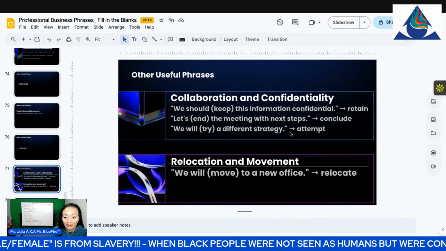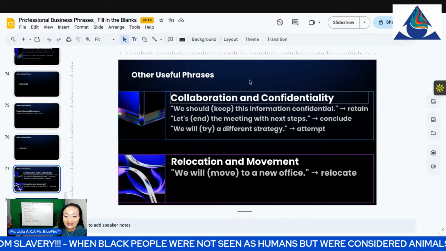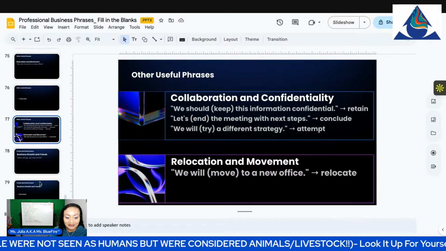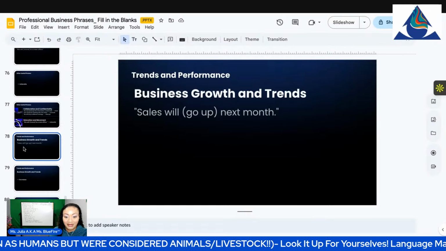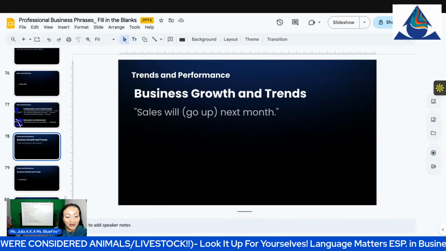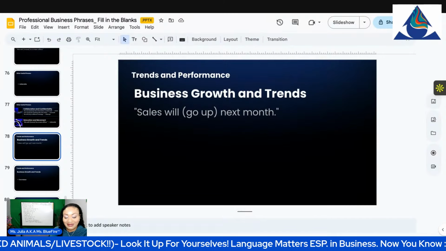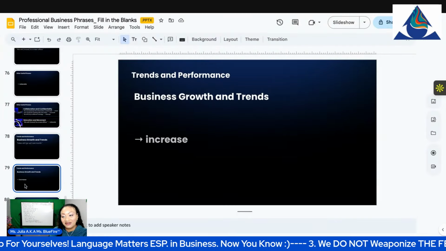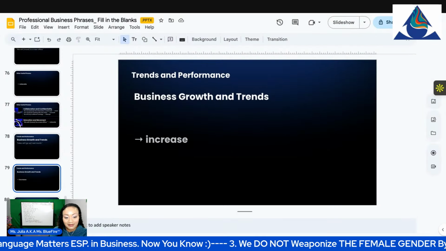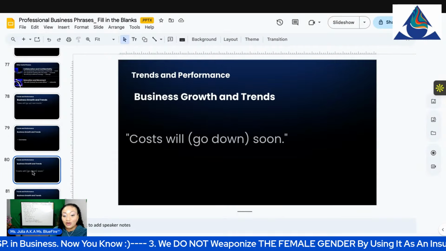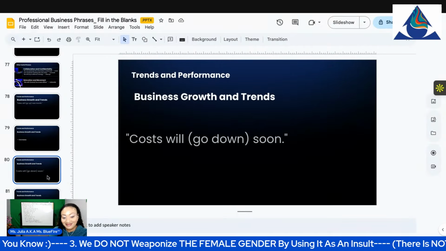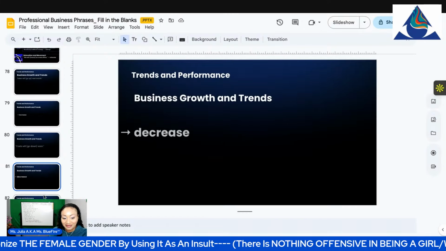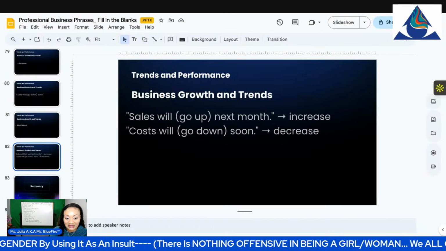Here is everything. I want you guys to take a screenshot, or do whatever you need to do so you can have that. Now, these are business growth and strength. Of course, this one is easy. Easy peasy. Sales will go up next month. Sales will increase next month. Increase. Simple. Costs will go down soon. Of course, the counterpart to that will be decrease. So that's it right there.